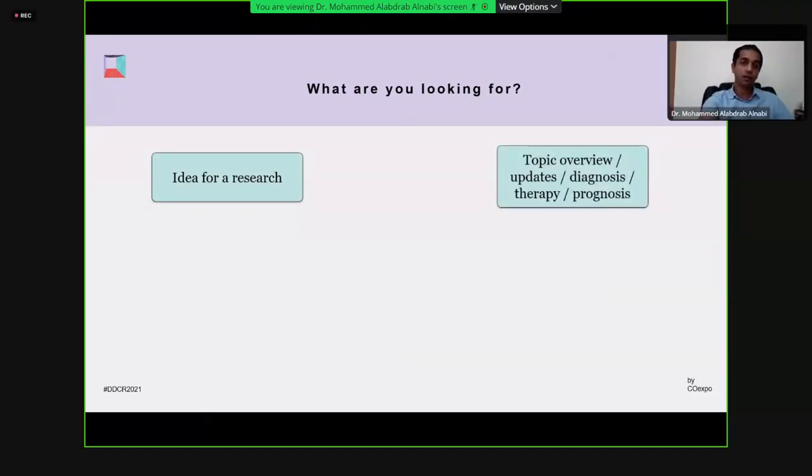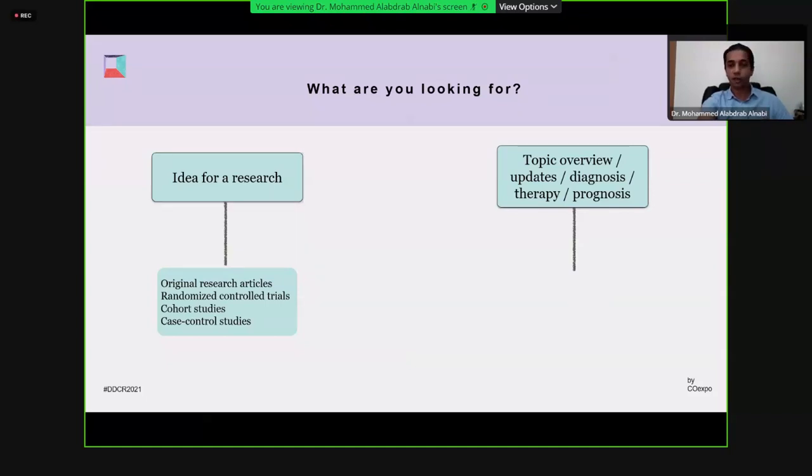Now, the second step is, what would you read? So how do you pick the article that you need to read today? It all depends, obviously, on what you're looking for. For example, if you're looking for an idea of research, that's different than if you're doing a topic review, reading for an exam, reading for your residency, or just reviewing a case that you have seen at the bedside. So if you're looking for an idea for research, you would most likely require some original research articles, like primary sources, as we mentioned.